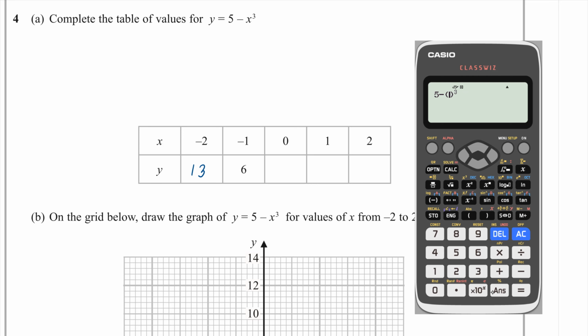Next, when x is 0, we have 5 minus 0 cubed, which is 5. When x is 1, we have 5 minus 1 cubed, which is 4. When x is 2, we have 5 minus 2 cubed, which is minus 3.